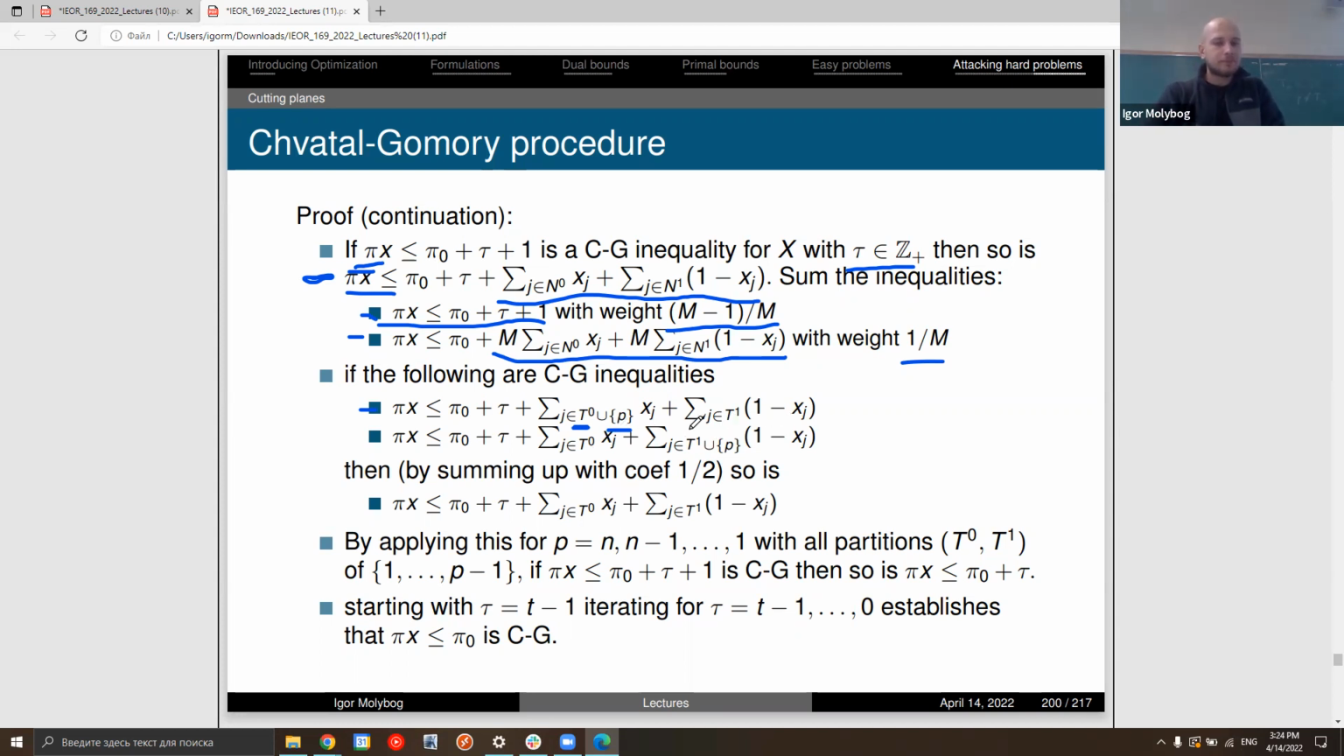Yeah, and we also have another subset T1, and B also doesn't belong to T1 too. And if these two inequalities are valid inequalities, then by summing them up with coefficient 1/2, we can say that pi x less than or equal to pi 0 plus tau plus these two summations is also going to be a valid inequality, just because summing them up with coefficient 1/2 is giving us this valid inequality.